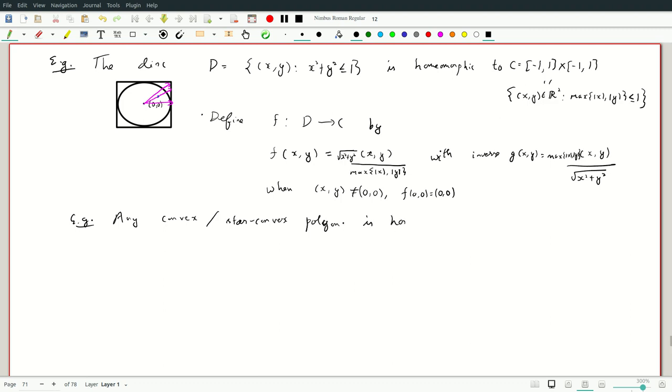Is homeomorphic. Well, if I said polygon, I mean its boundary to a circle and its interior to a disk. Okay, so, and including its interior to a disk.